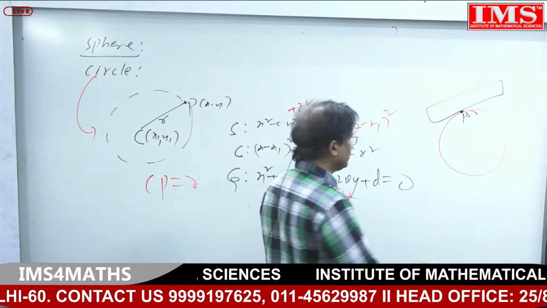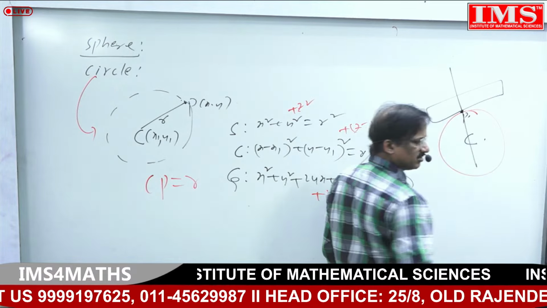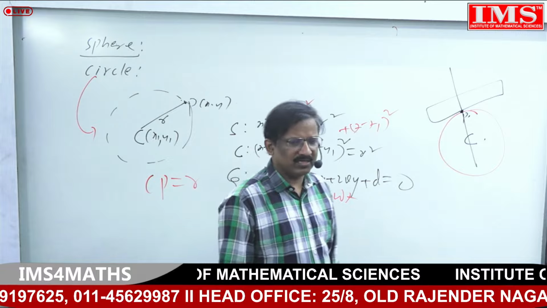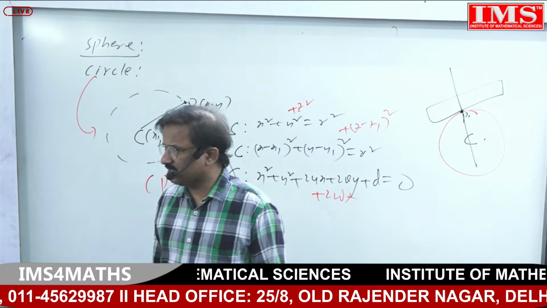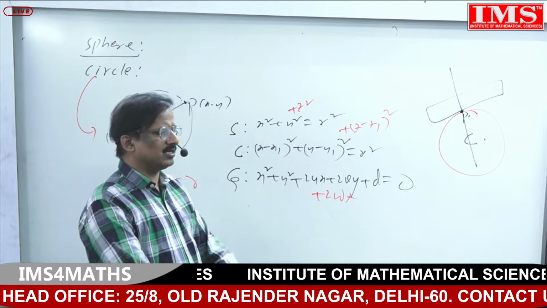The normal to that tangent plane, 100% is passing through what? Center. The normal to the tangent plane is 100% passing through the center. But how many tangent planes can you find? Infinitely many tangent planes you can find.